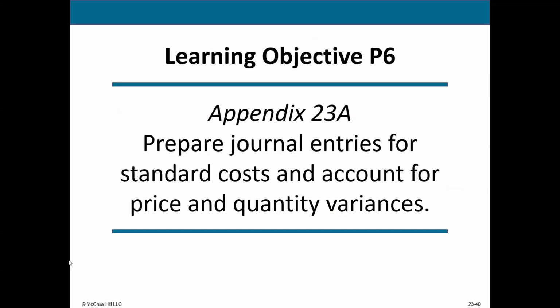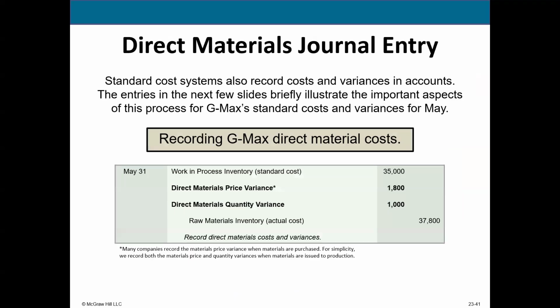And there's a couple of journal entries that we need to make with respect to variances. We make those journal entries with respect to work in process. So we debit work in process inventory. We debit unfavorable variances for both price and quantity with respect to materials. And then we credit the total raw materials inventory.